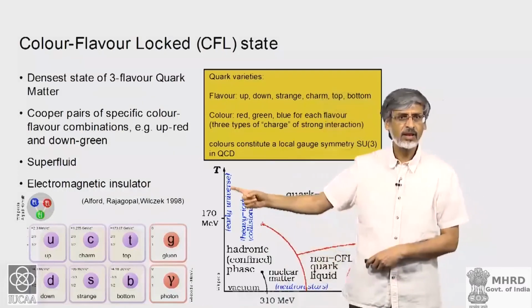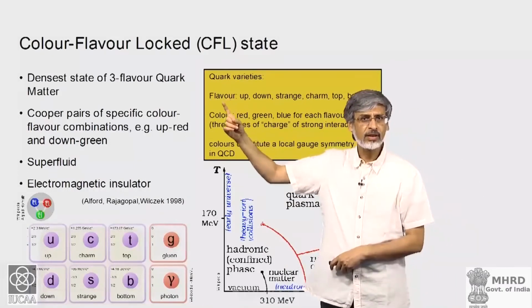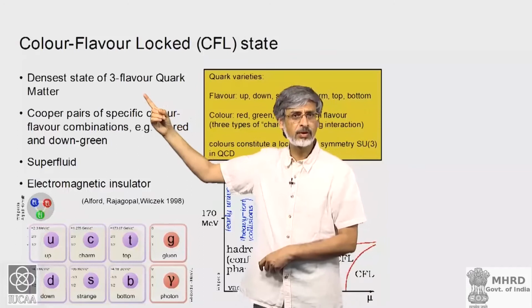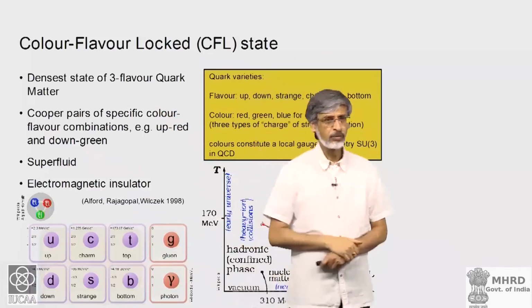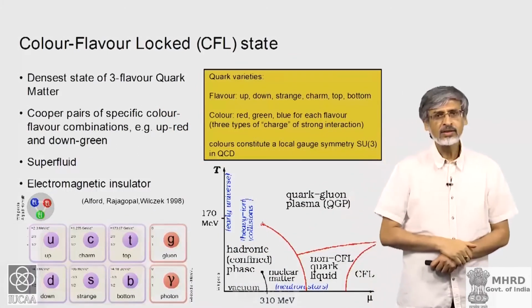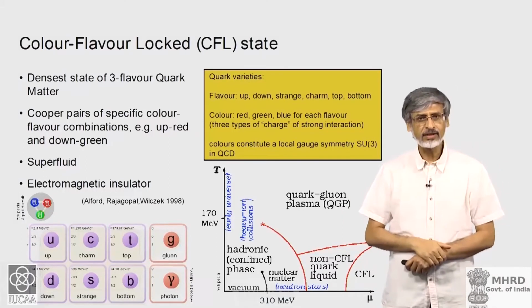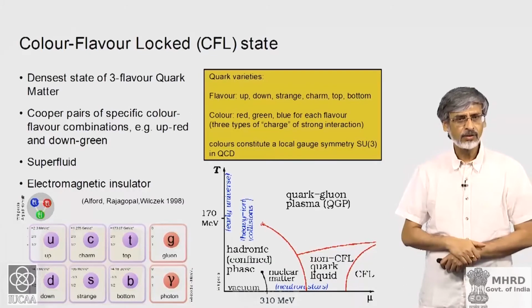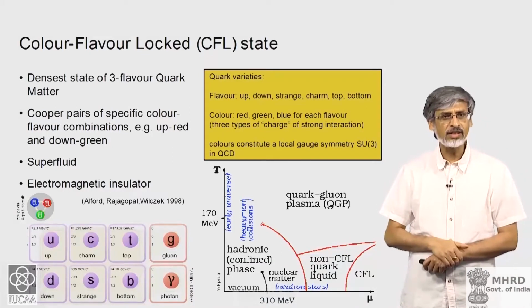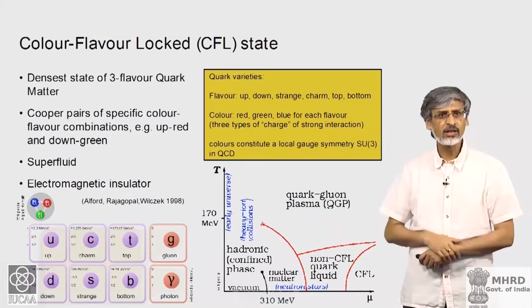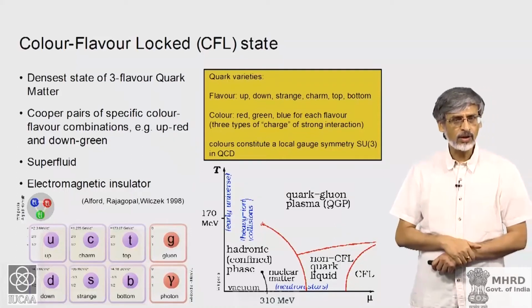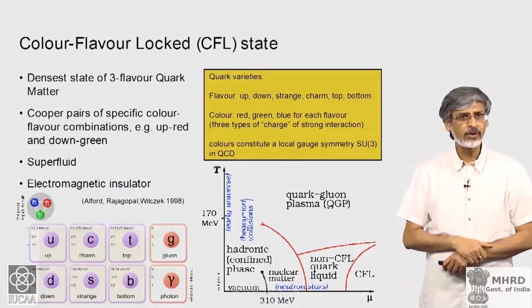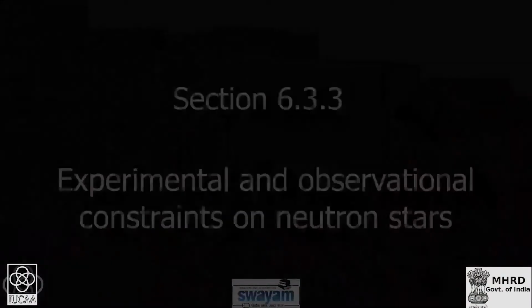So, this kind of state would be the densest possible and most stable and most favorable quark state if such densities are obtained at the centers of neutron stars. So, this will appear at fairly high density. So, if the central density of neutron stars reaches the requirement for this, then the quarks will more favorably appear in the color flavor locked state.